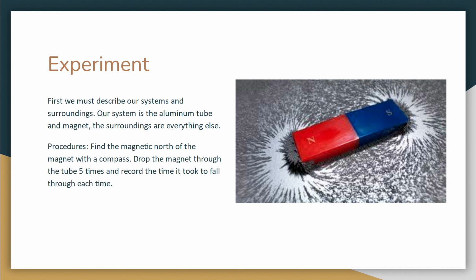First we must describe our system and our surroundings. The system is the aluminum tube and the magnet, and the surroundings are everything else.